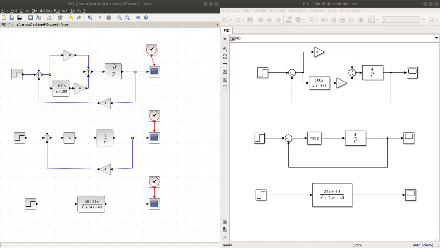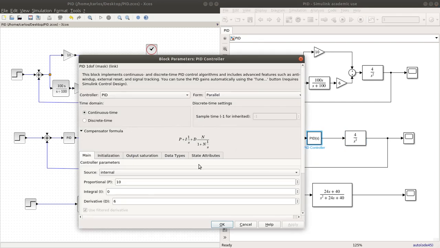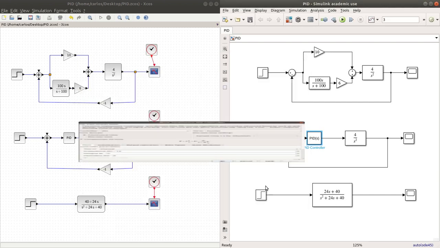All right, so I was doing this example in class, and basically I have the simulation built three different ways in XCos over here and Simulink over here. And so the open loop system is this 4 over s squared, and basically I have a PID controller here where the proportional gain is 10 and the derivative gain is 6.